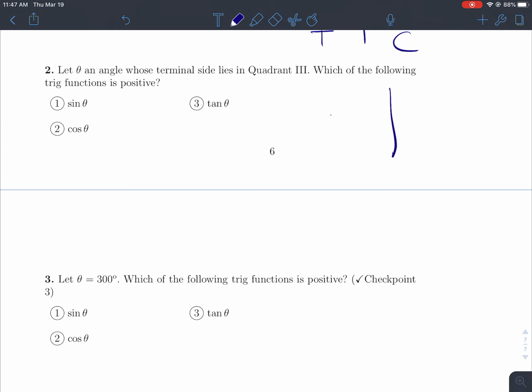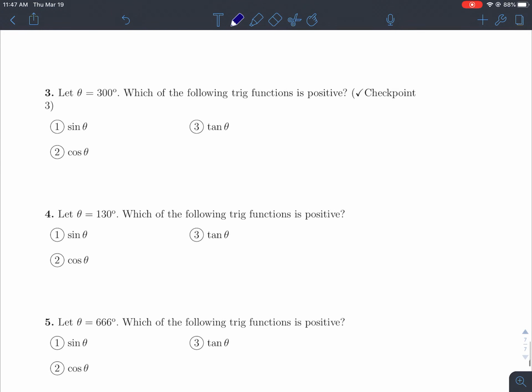Let theta be an angle whose terminal side lies in quadrant 3. Which of the following trig functions are positive? So quadrant 3, all students take calculus. We're in the tangent quadrant, so only tangent will be positive. And let theta equal 300 degrees. Which of the following trig functions is positive? I'm actually going to let you figure this one out as a checkpoint, and I'll show you problem 4.